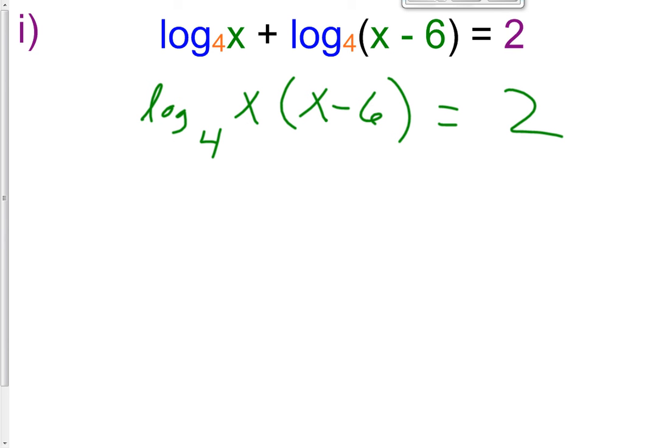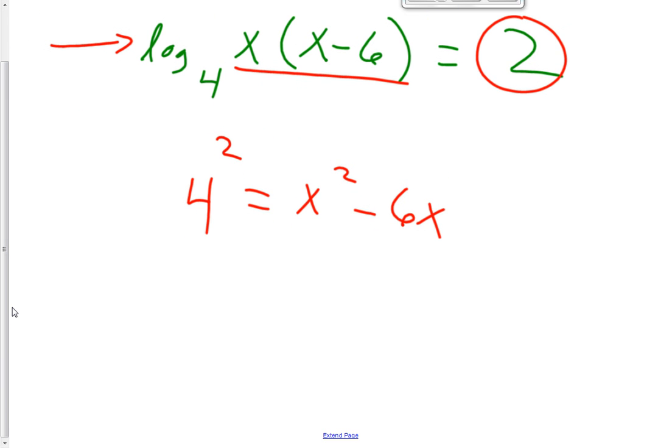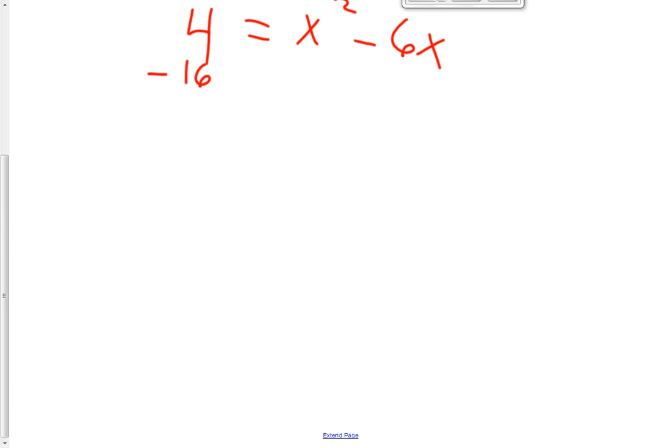What we can do is, whenever we get stuck, we could change the form. This, my friends, is in logarithmic form. Let's change it to exponential form. So to change it to exponential form, we're going to take the same base 4, raise it to the number on the right: 4 squared equals this, x squared minus 6x. Now that it's in exponential form, we are unstuck and we can now solve for x. Subtract 16 from both sides because 4 squared is 16. So 0 equals x squared minus 6x minus 16.